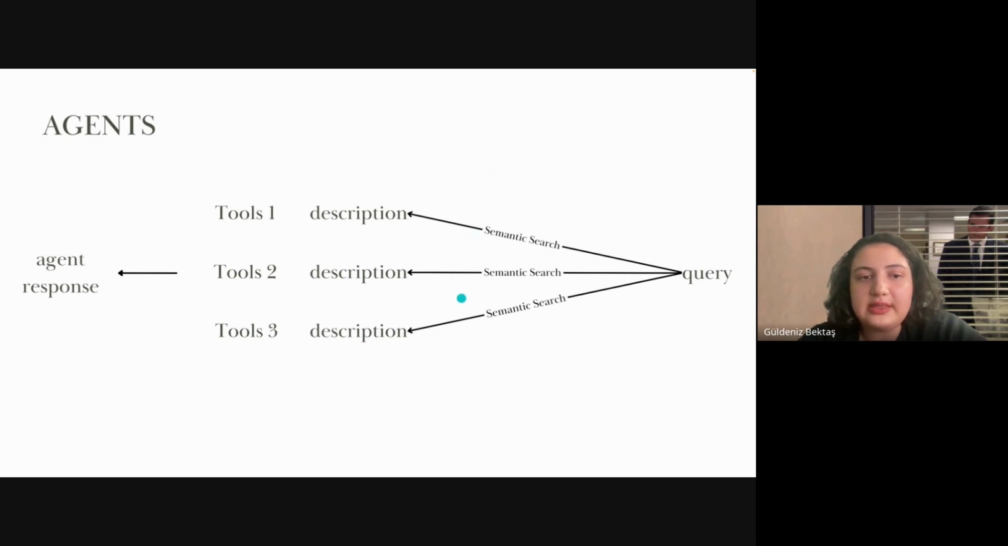So you'll get a query, and those queries will make a semantic search with the descriptions, will decide which tool to use, and then if they choose the tool, it is a way to find the answer. So you will use the tool to get the answer, and then the agent will return your response.